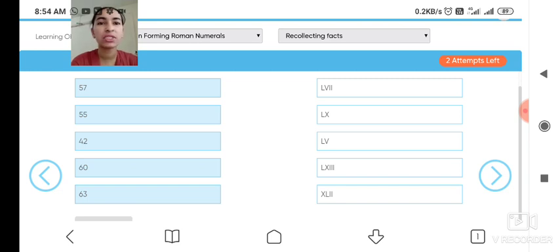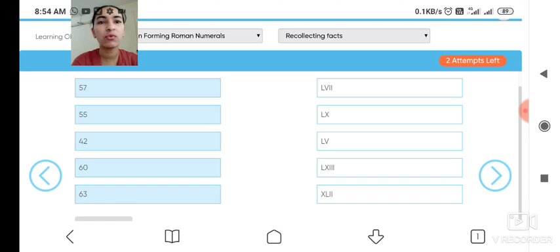How is 57 written? 50 means L and 7 means V and double I. So L, V, double I, where is that? Yes, is it the first one? So first matches with first. And what is second? 55. 55 is 50 plus 5. So 50 represents L and 5 represents V. On the right hand side, LV is at number 3. So second matches with third one. Okay, understand this.